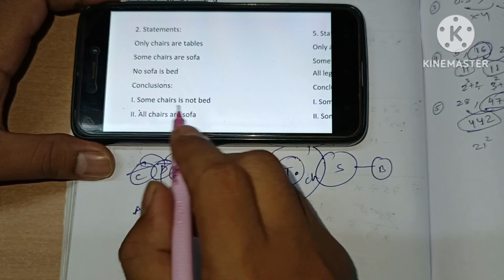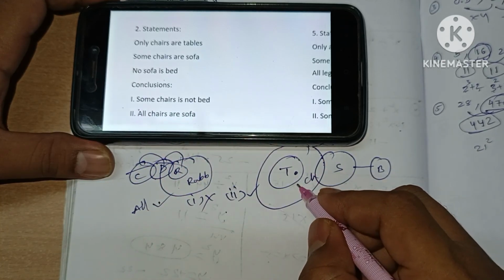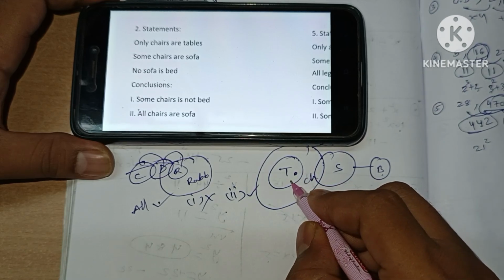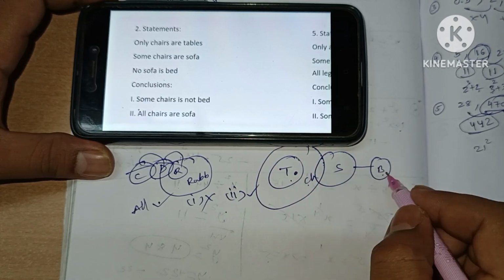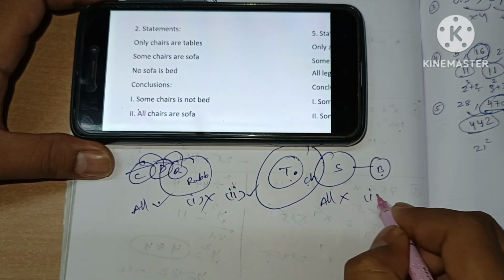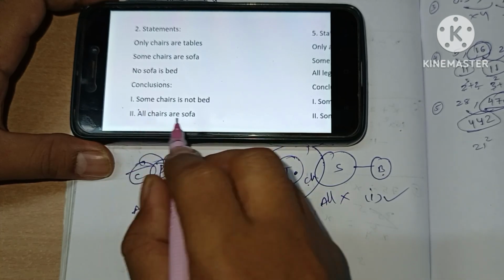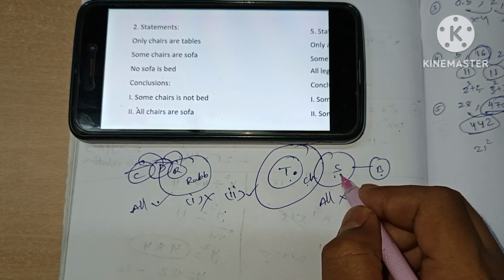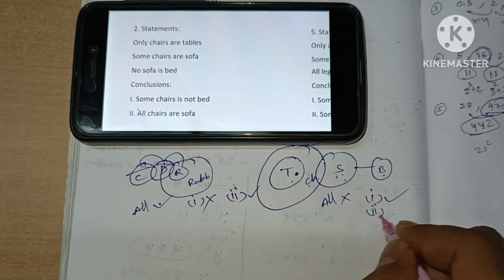Conclusion, some chair is not bed. We check all chairs can be placed inside bed. No, because table does not share anything except chair. So all chair cannot be placed inside bed. So the all case fails, which means our first conclusion, the some not case, will be true. Second conclusion, all chairs are sofa. It is a direct conclusion. Here all chairs is not sharing with the sofa. It is sharing only some part. So this conclusion will be false.